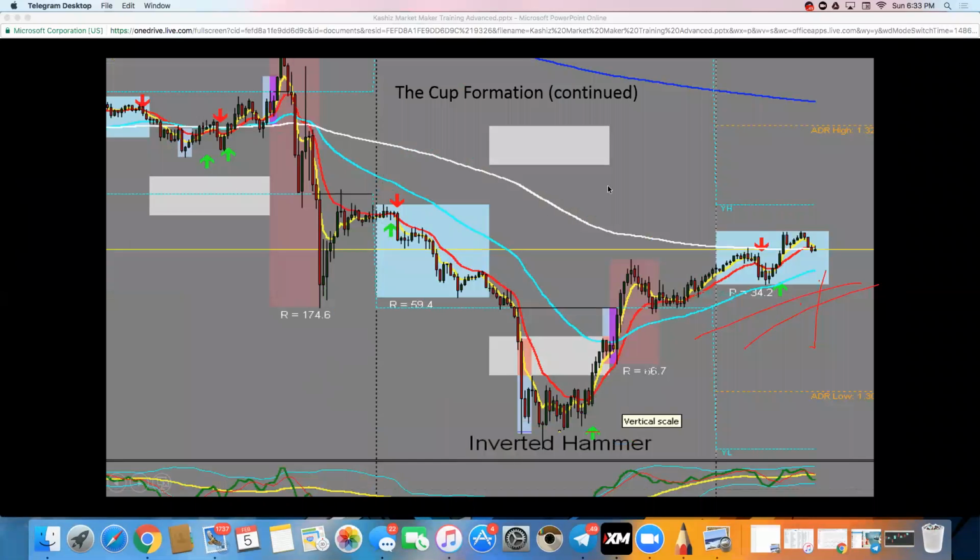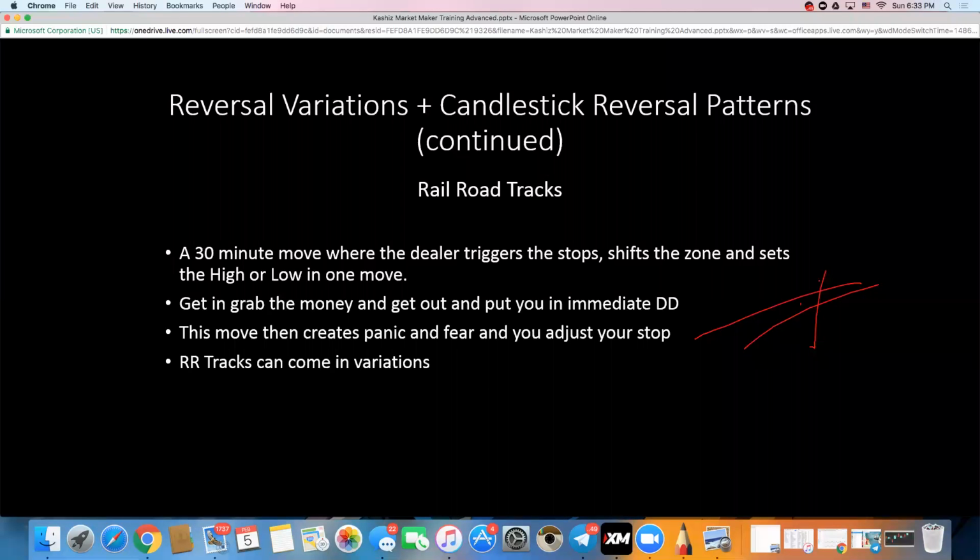We're going to go back to where we left off last week. Reversal variations in candlestick reversal patterns continue. Railroad tracks, all right? If I'm going too fast, please let me know, guys, okay?